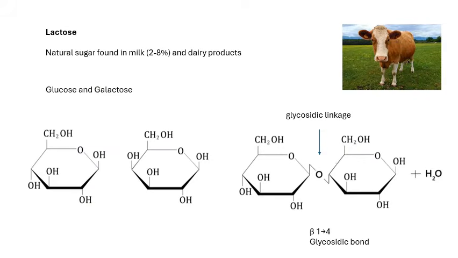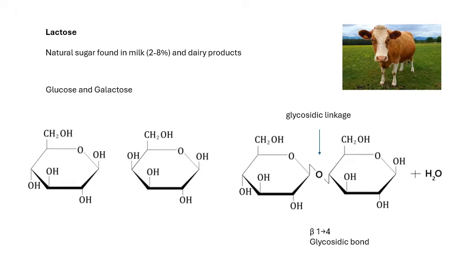So the first disaccharide, lactose. Now, this is a natural sugar and it's found in milk and in dairy products. And what it is, it's a glucose molecule and a galactose molecule, and they join together. And the bond is called a glycosidic linkage. Yes, a glycosidic linkage. And when they join together, it's called a condensation reaction.